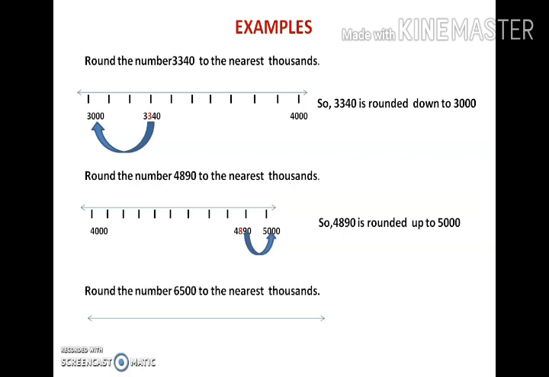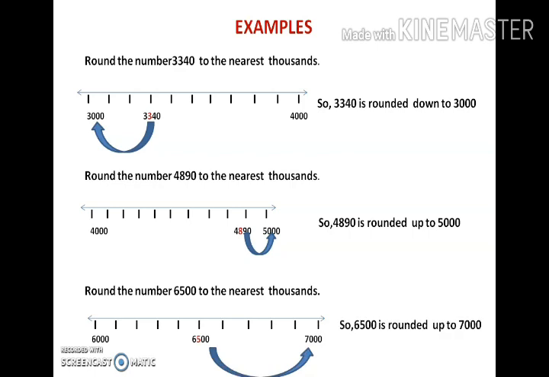Now, let us go for the third example. Here, the number 6,500 has 5 in the hundreds place. Because we know that if the digit is 5 or more, then it is rounded up, the number is rounded up to 7,000. So, we have learned how to round the numbers to the nearest tens, hundreds and thousands. It is easy if you follow the rules and do the problems properly.